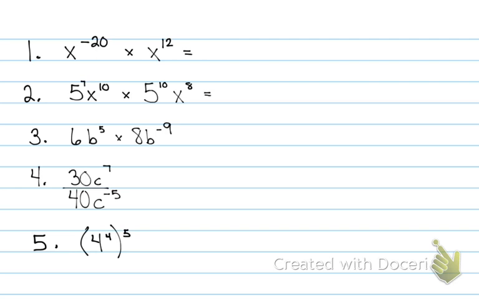Number 1, let's say the answer together. You guys have already been working on this. It should be x to the negative 8th power. We do know that if I had to write my answer as a positive exponent, that it would be what? 1 over x to the 8th. Yes, 1 over x to the 8th power.